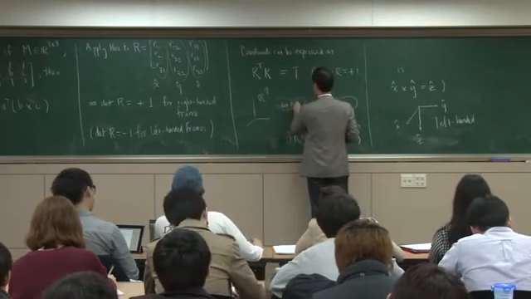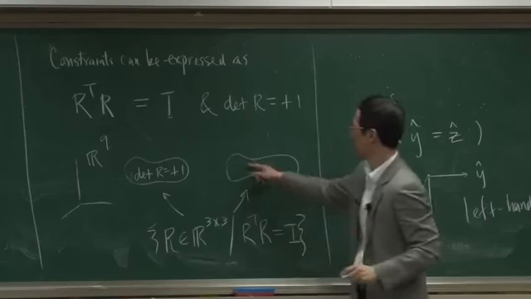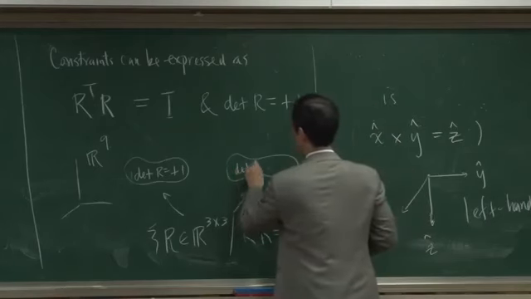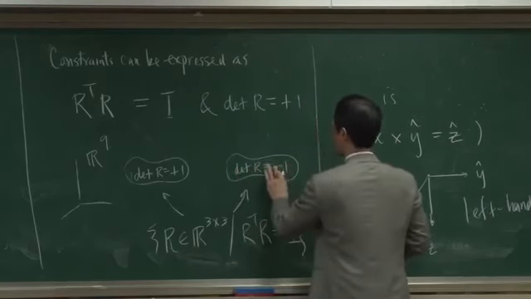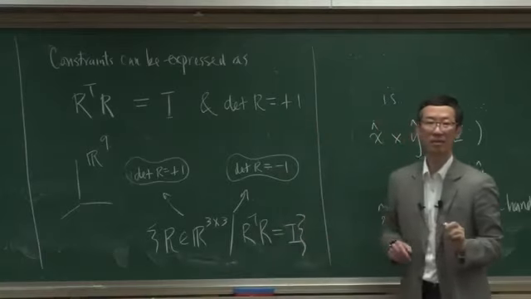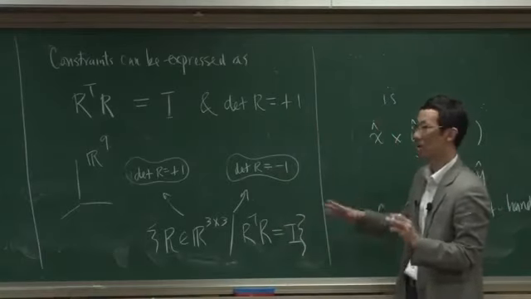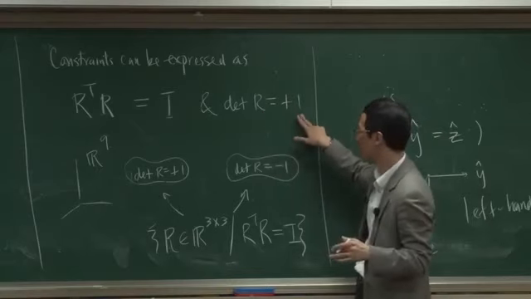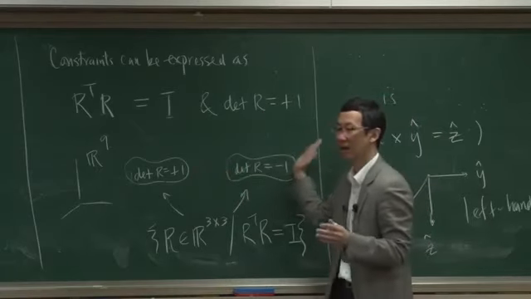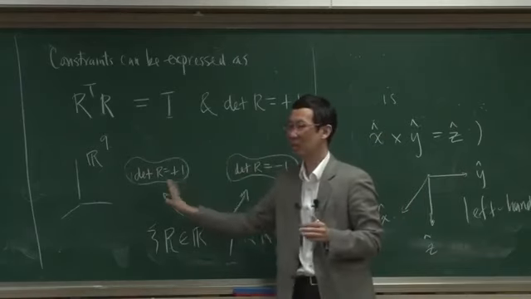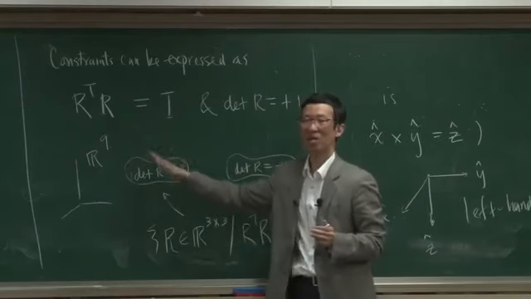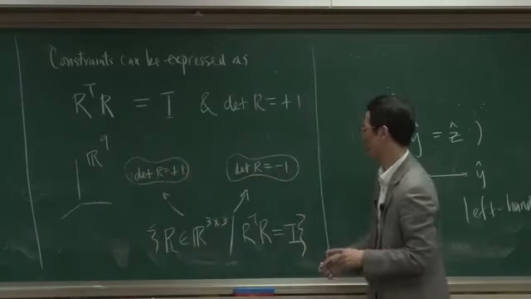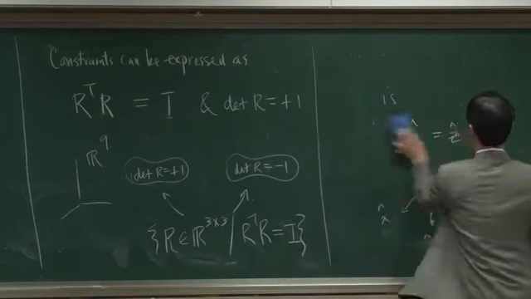On this part, determinant of R happens to be plus 1. On this part, determinant of R happens to be minus 1. Since the condition is determinant R is plus 1, this condition just throws the other part away. So we're still left with one three-dimensional surface, if you will.